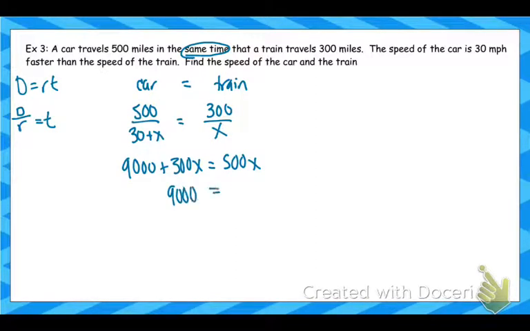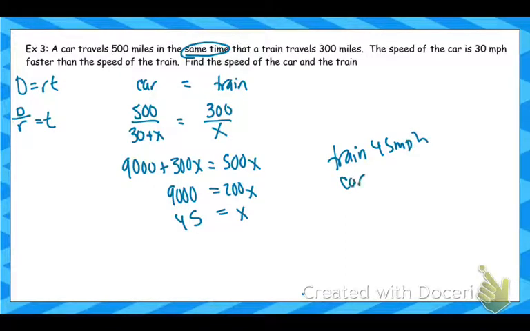So 9,000 is equal to 200x. And x then in that case would equal 45. But again, think about what that means for the problem. X is the speed of the train. So the train is 45 miles per hour. The car is 30 miles per hour faster, which is 75 miles per hour.